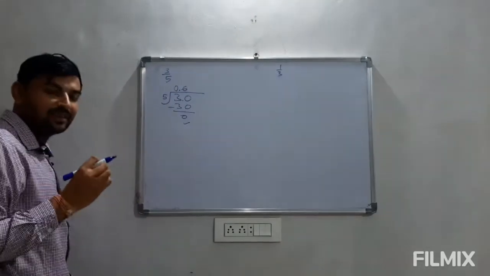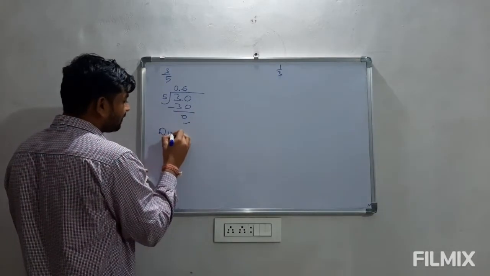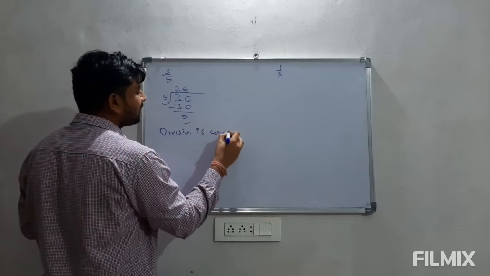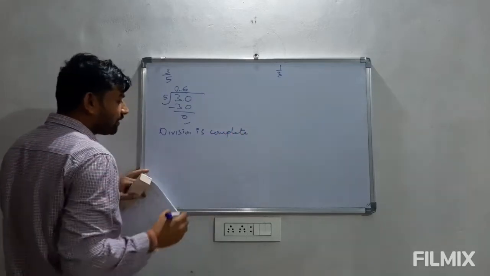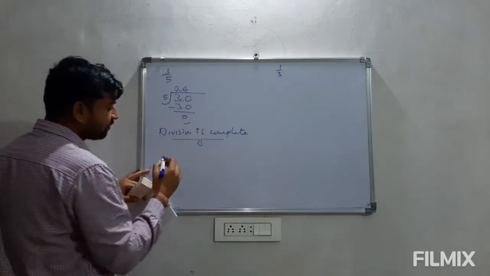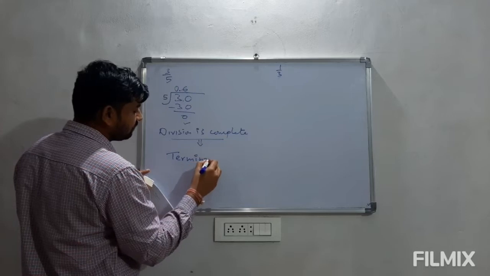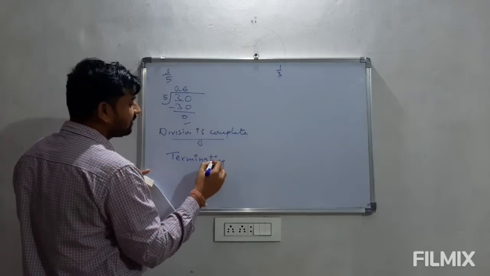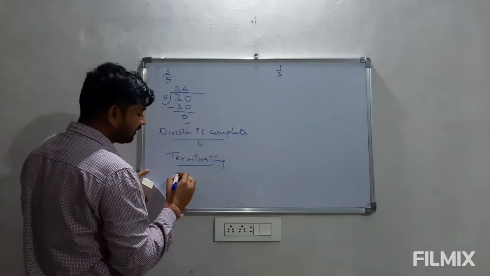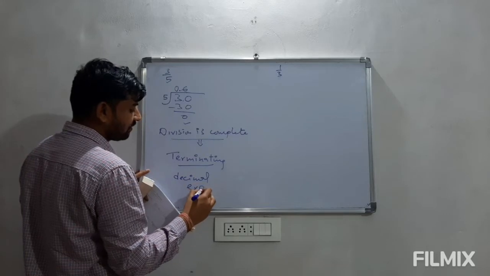What does remainder 0 mean? The remainder 0 means the division is complete. That is why the term used here for the decimal expansion is terminating. Complete means terminated. So here we say this is a terminating decimal expansion.